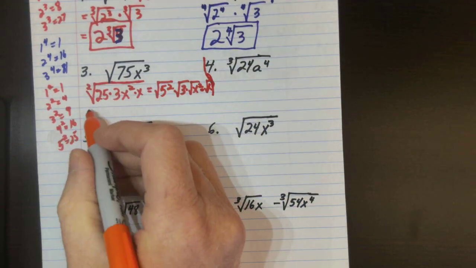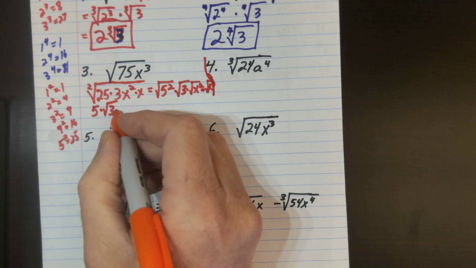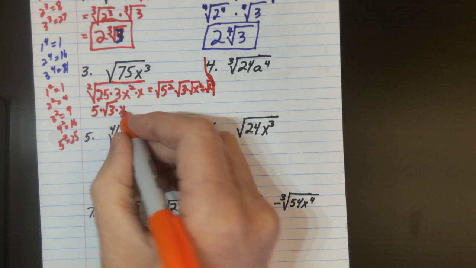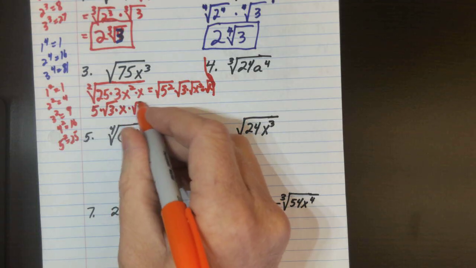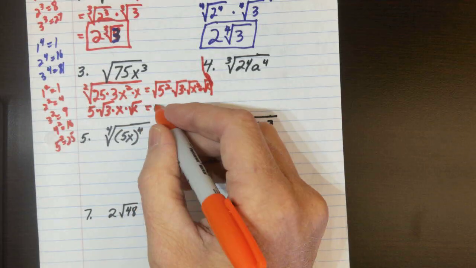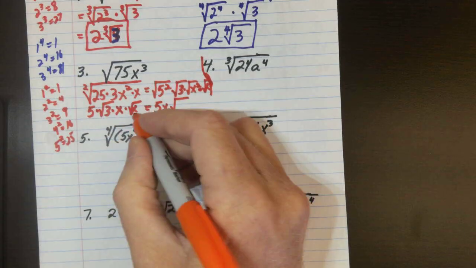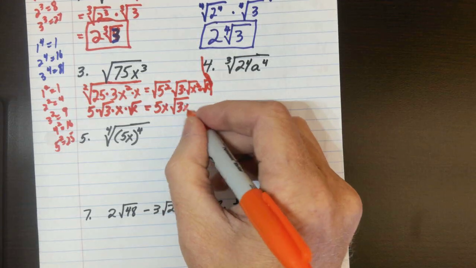Well, what do we got here? We got 5 square root of 3 times x square root of x, if I look at each of those individually. And I'm going to rewrite this. I'm going to put the 5x together, and then square root of 3 times square root of x is the square root of 3x.